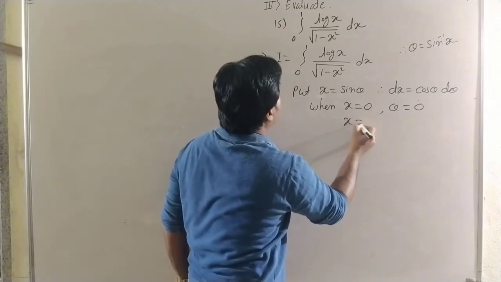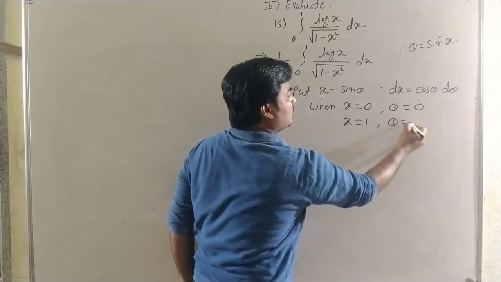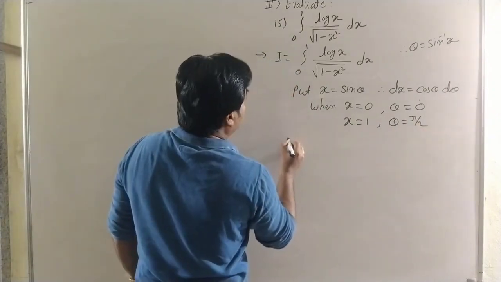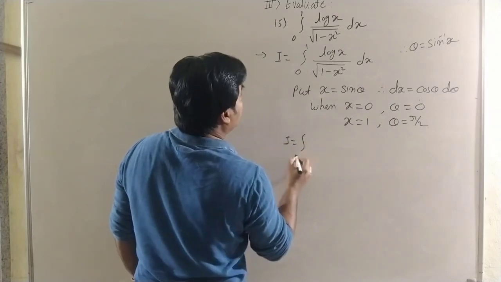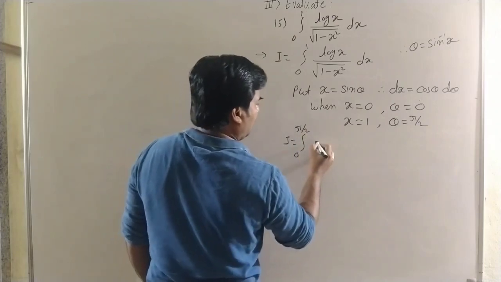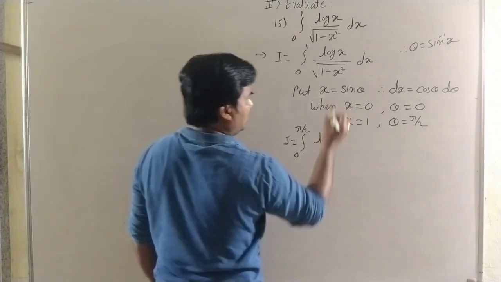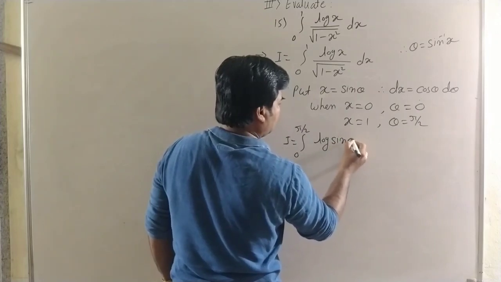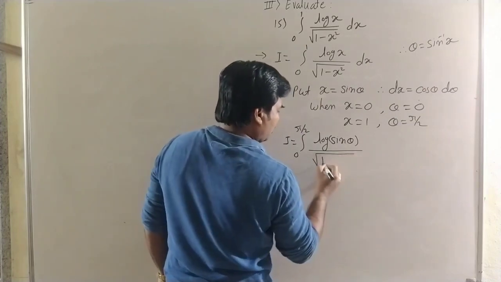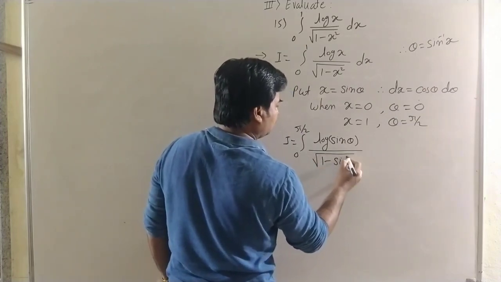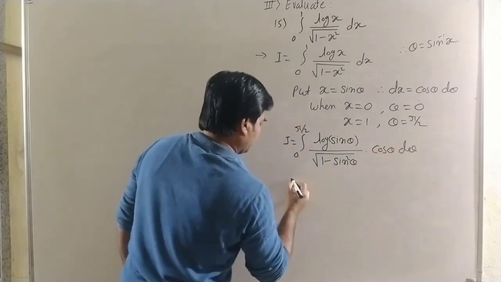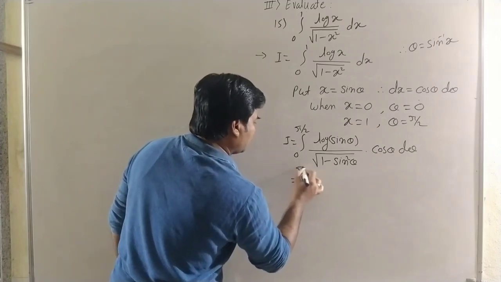And when x is equal to 1, theta is equal to sin inverse of 1, that means pi by 2. See carefully this. Now our integral is 0 to pi by 2 log x, where x is sin theta, upon under root of 1 minus sin square theta, into cos theta d theta.